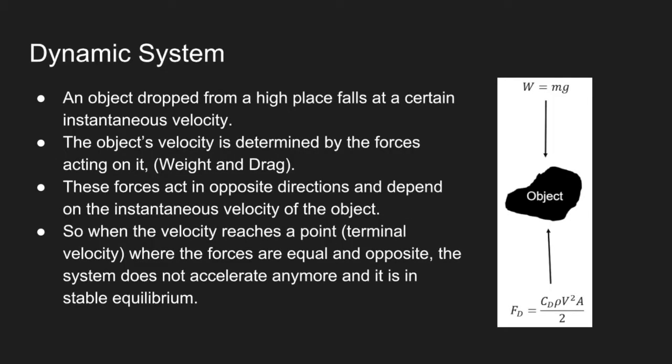A falling object reaches stable equilibrium when its acceleration is zero and its velocity is constant. This is called terminal velocity and is achieved when the force of drag acting upwards is equal to the weight force of the object acting downwards. Any increase in velocity will cause the object to slow back down to terminal velocity, and any decrease will cause it to increase back up to terminal velocity.